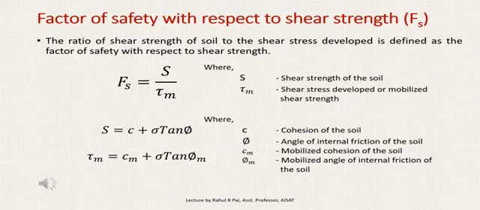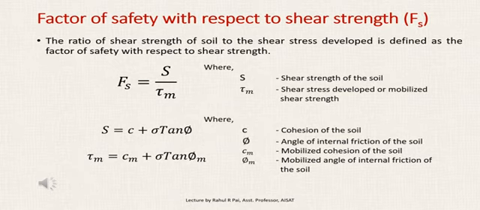Now first let us discuss factor of safety with respect to shear strength. It is defined as the ratio of shear strength of soil to the shear stress developed. So here you can see the equation. Factor of safety with respect to shear strength is denoted as F_S, which is equal to S by tau_M, where S is the shear strength of the soil and tau_M is the shear stress developed, or mobilized shear strength, that is, the shear strength developed by that potential failure surface. The shear stress developed within that potential failure surface must always be less than the shear strength of the soil. Then you can say that the slope is safe.